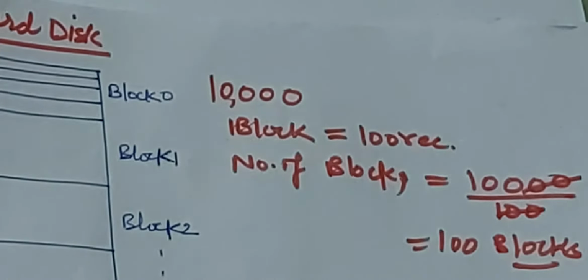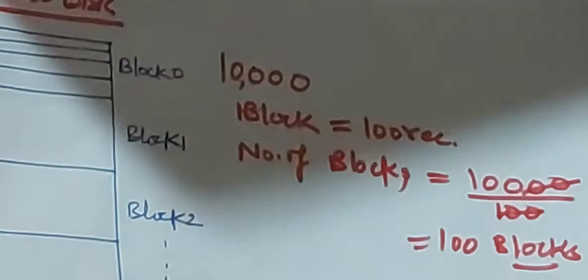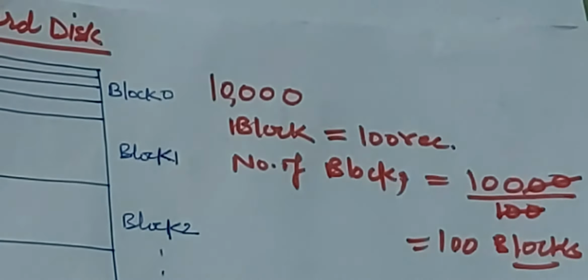So which is stored always in the secondary memory. That is not stored in the main memory, it is stored in the secondary memory. So in that case, what will happen? The data can be stored in two ways, as we know.